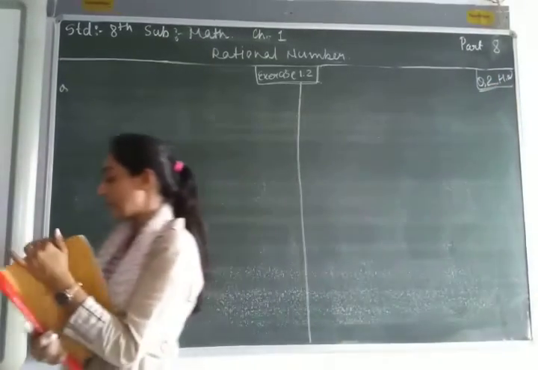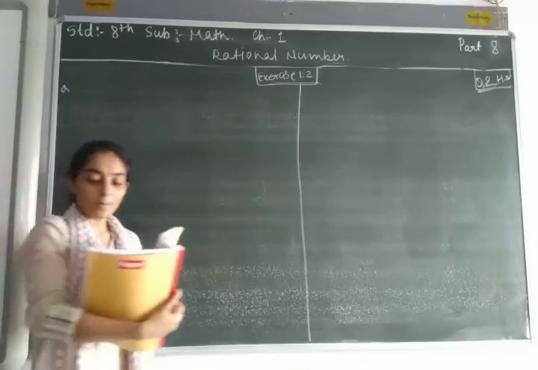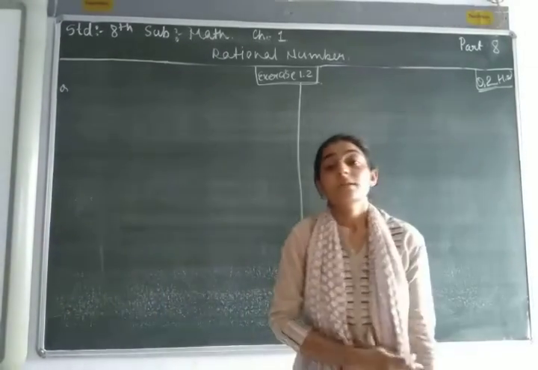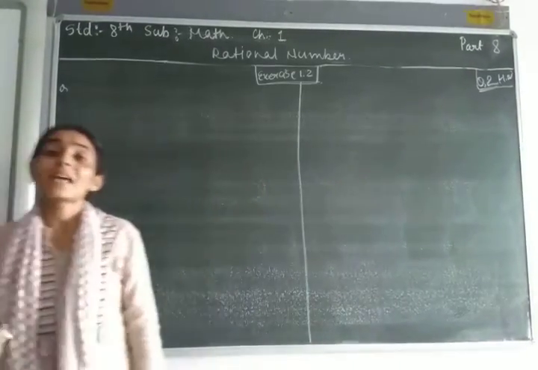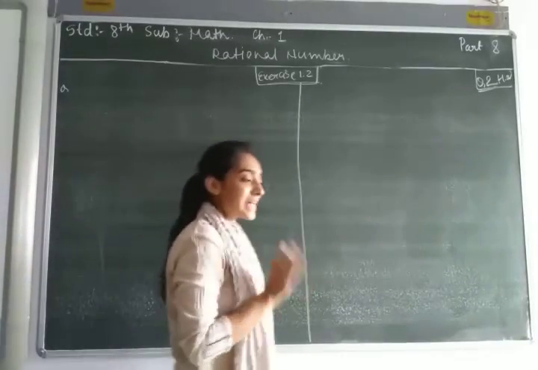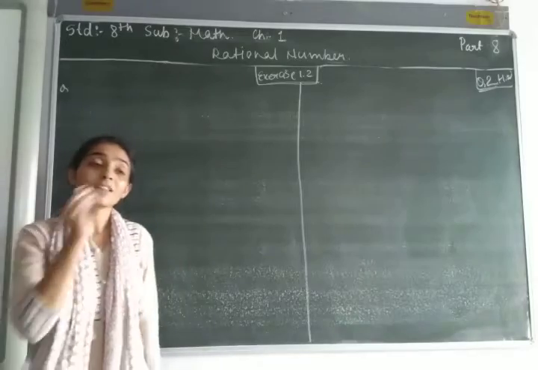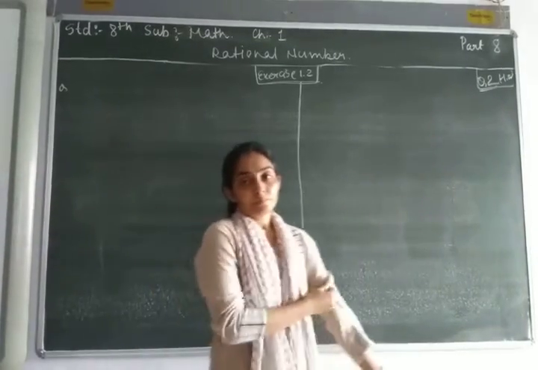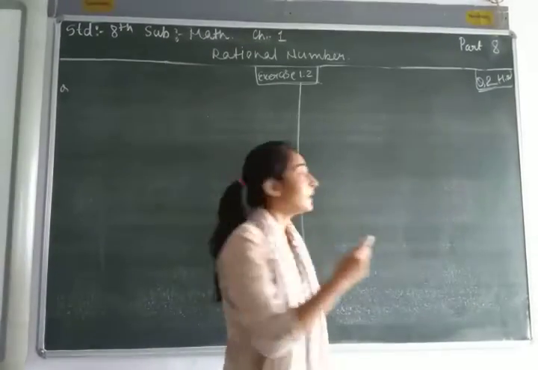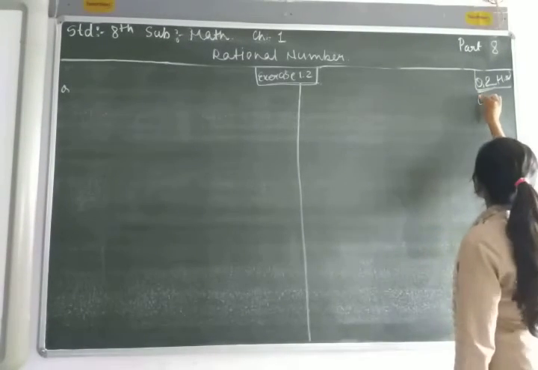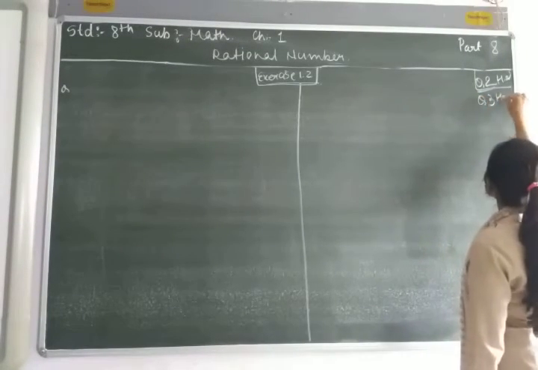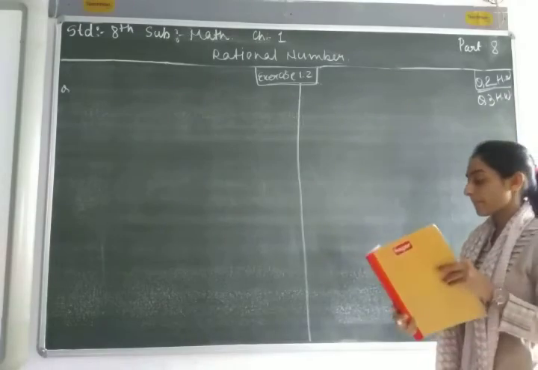Now the question number 3. Write 5 rational numbers which are smaller than 2. You can write all the natural numbers, whole numbers, integers, because all are rational numbers only. The question number 3 is also in your homework. It's very easy.